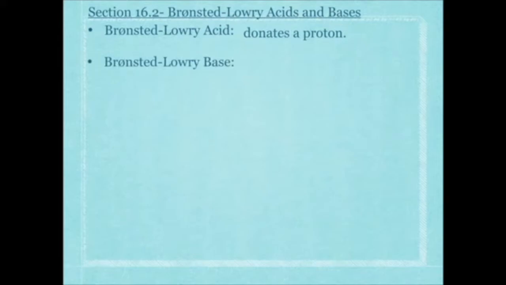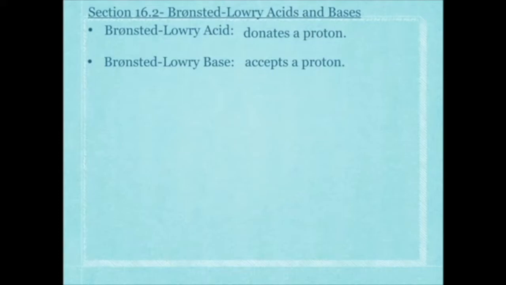All right, the next definition of acids and bases is a little bit more inclusive, and that's the Bronsted-Lowry definition. A Bronsted-Lowry acid is defined as a substance that donates a proton, while a Bronsted-Lowry base is one that accepts a proton. And so the acronym that I use to remember that is BAD. Bases accept, acids donate, BAAD.